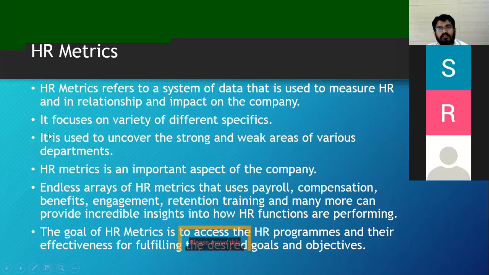It focuses on a variety of different specifics. Different specifics are basically the different functions that I'm talking about, whether related to recruiting, training, staffing, promotion, employee engagement, or benefits, etc. All these are different specifics. So the metrics focus on a variety of different specifics of HR. It is used to uncover the strong and weak areas of various departments.